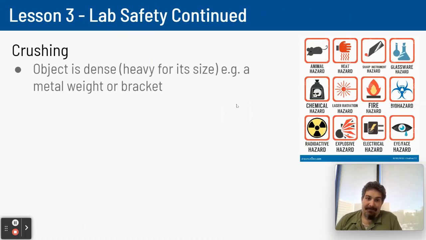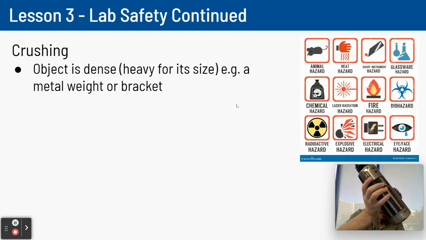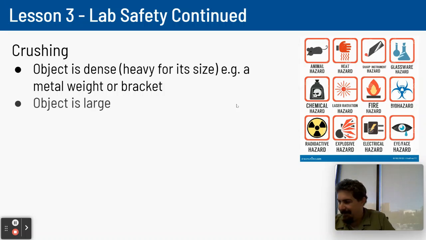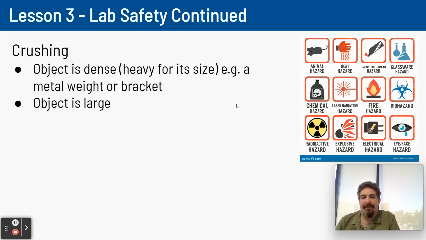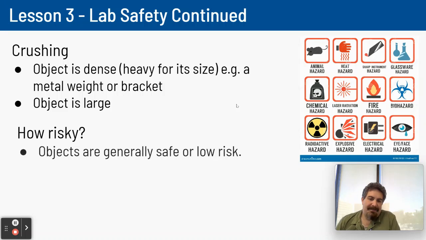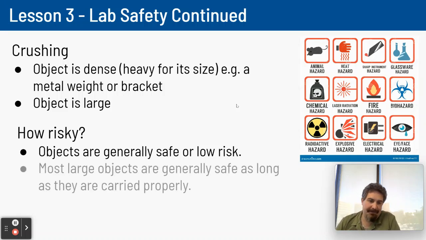Now, crushing. That's an object that's dense or heavy for its size. Brackets, metal weights. Your water bottle, right? Something that's really big, like one of my ramps. Now, how risky are these things? They're generally safe to low risk, right? A textbook is safe. You'd have to make a silly mistake, goofing around and lose it or knock it off a table before it could hurt somebody.